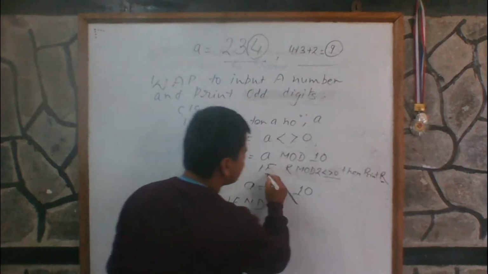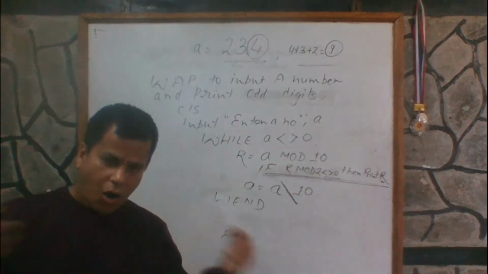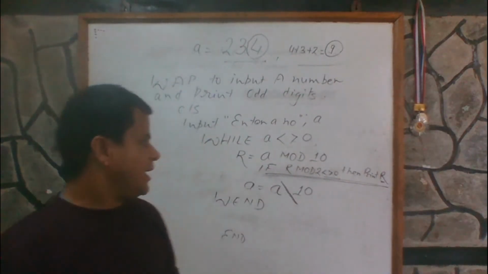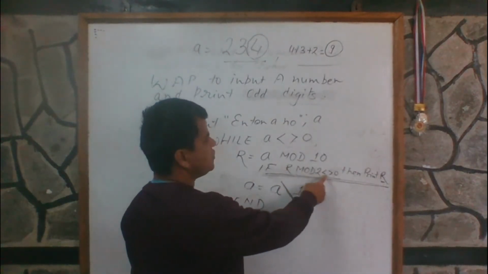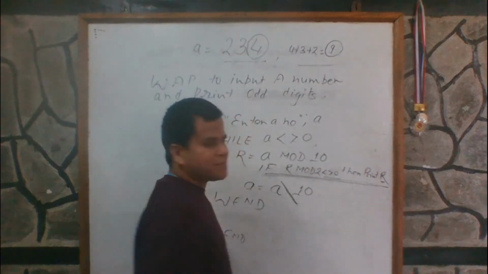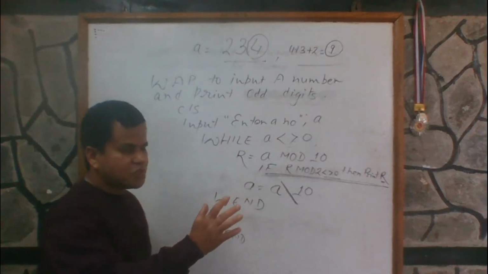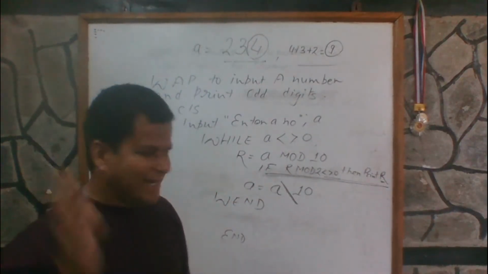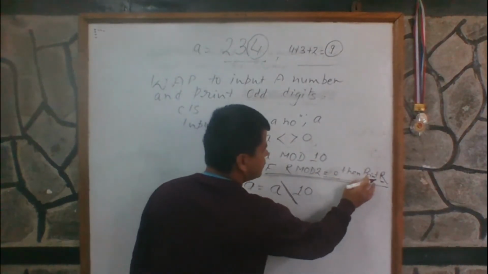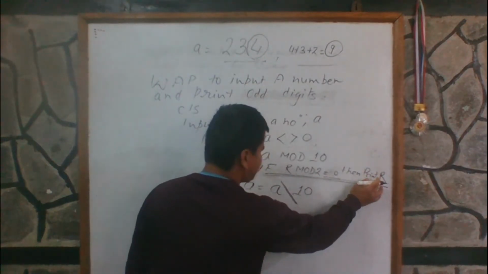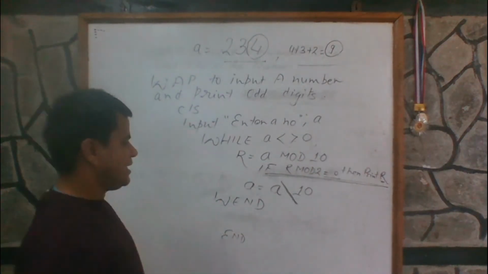So you can find out that with a small change in this program, we can print the even digits or odd digits, or the sum of the digits. If you want to print the sum of the even digits, then what do you have to do? If r mod 2 is equal to 0, then s equal to s plus r, and s you have to print after the loop. So the sum of the even digits is going to be printed.